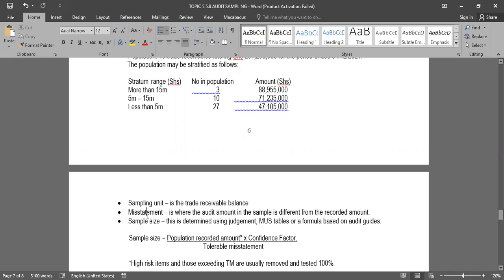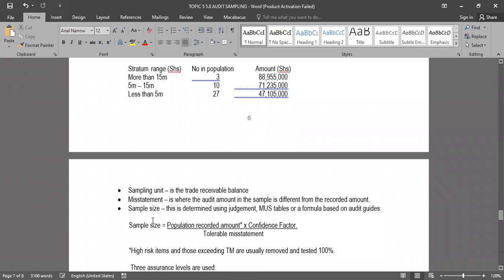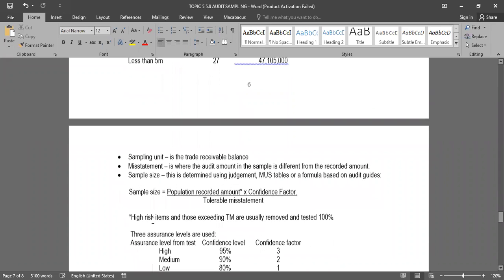Then the misstatement or deviation. In the other case, it was deviation because those were tests of what? Tests of controls. But this is a test of details, what you call substantive tests. What you're looking out for is a misstatement, not the deviation. A misstatement is where the audit amount, what you confirm as the exact balance of the client or of the customer, is different from the recorded amount. That will be a misstatement.